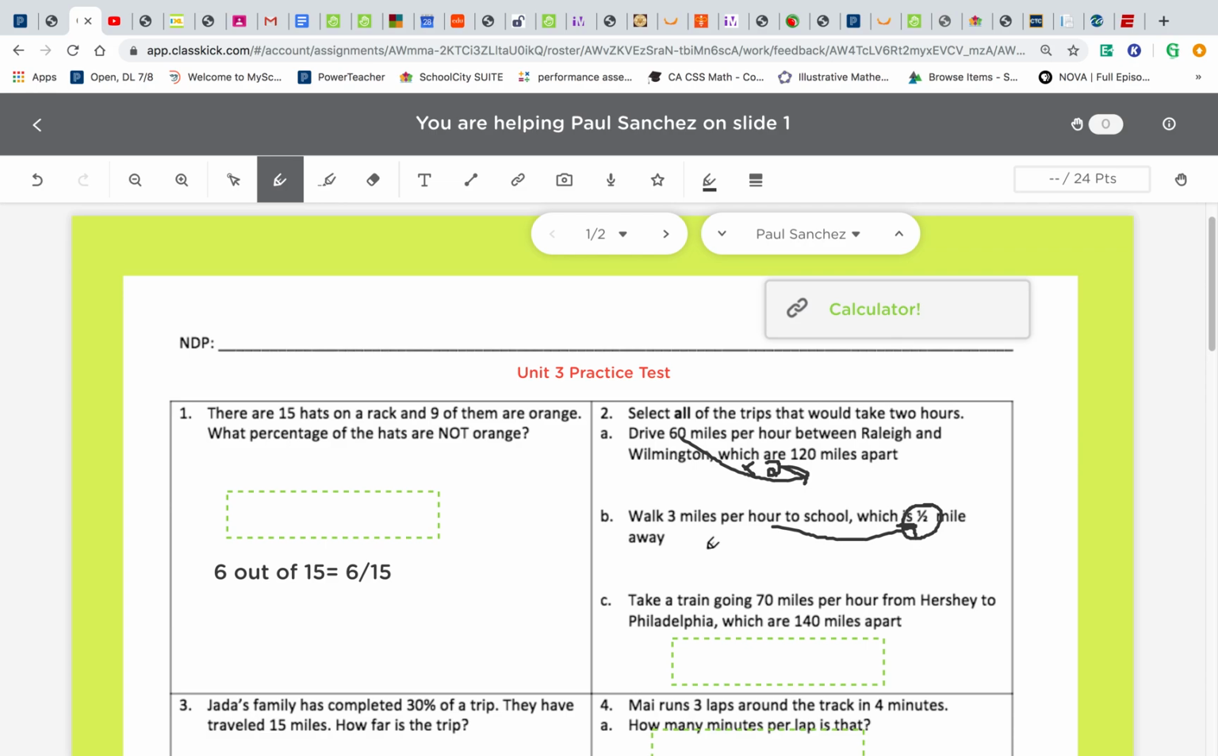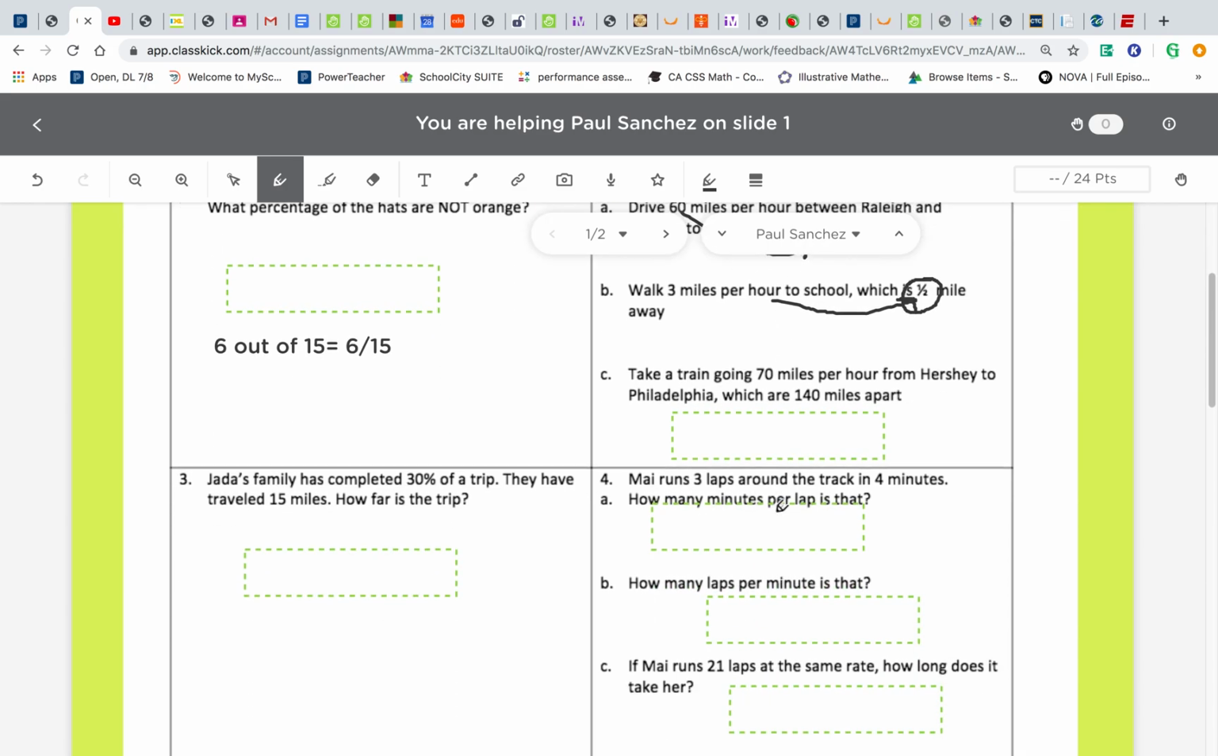Let's take a look at C. So we have a train and it's going 70 miles per hour. So again, this is 70 miles in 1 hour. Well, Hershey to Philadelphia is about 140 miles apart. How do we go from 70? We can jump from 70 to 140 by multiplying by 2. So this one's going to be a 2-hour trip. So our 2 selections are going to be A and C.